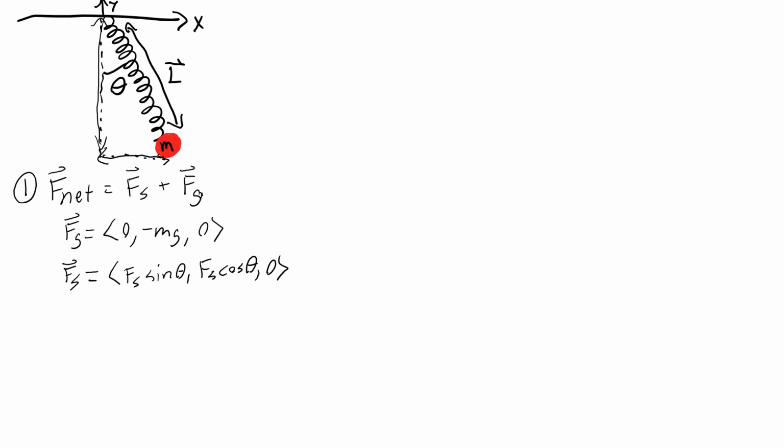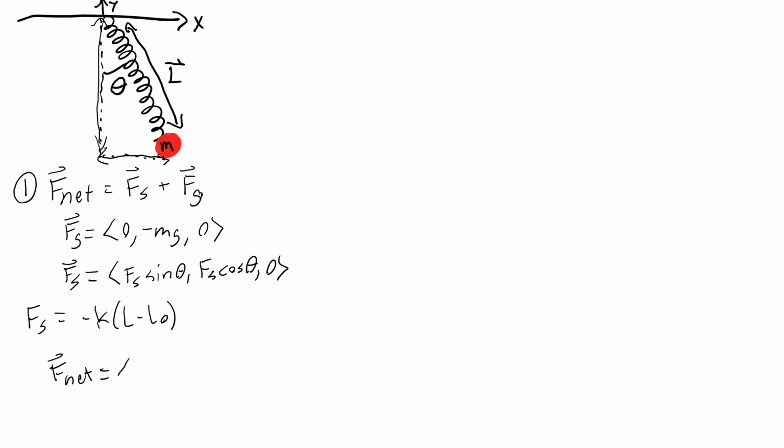And so all we need to do now is use our equation for spring force, which is simply negative k times (L minus L naught), where L naught is the relaxed length and L is the stretched or compressed length that we have. Now we can just plug this back into our spring force and combine everything together for our net force.